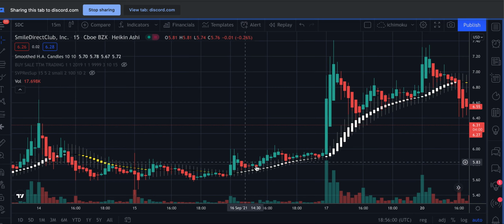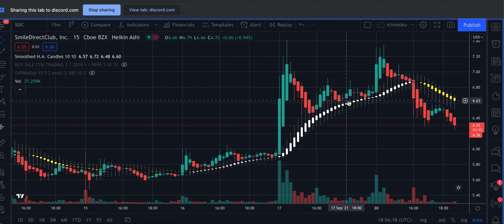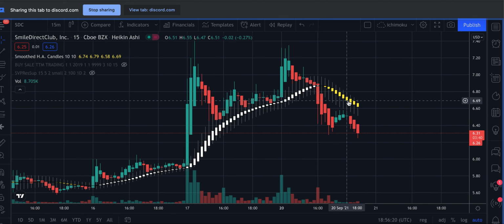So even if it's going down and it hasn't changed to yellow on the Heikin-Ashi smooth candlestick indicator, you don't need to get out because it was still white. It hasn't even turned black. See that? It was still going up there, and then that's how it went up. That's basically how you use this.